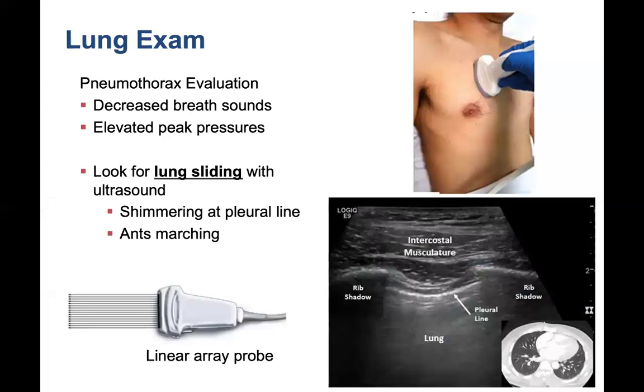So when we do this lung exam, again, I start at the upper blue point, indicator towards the patient's head.